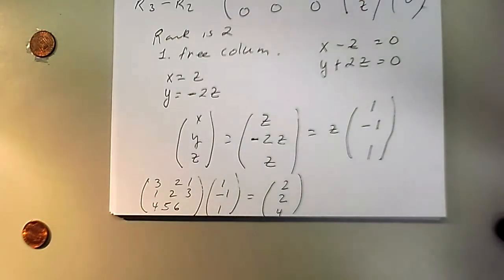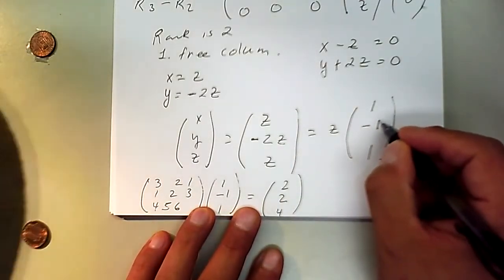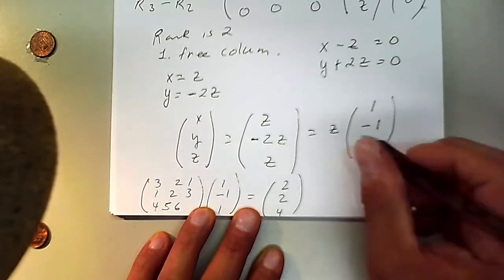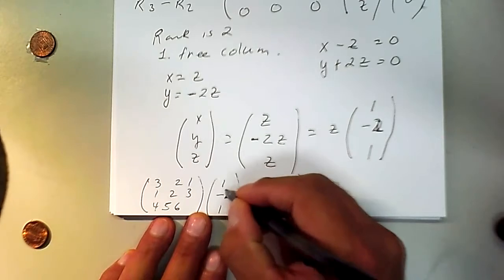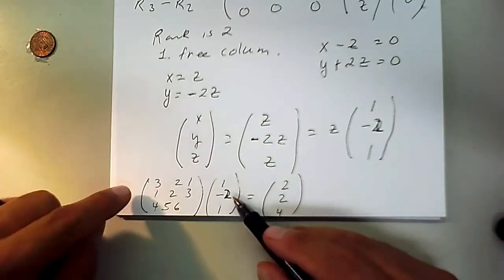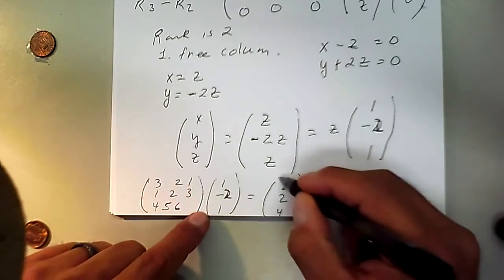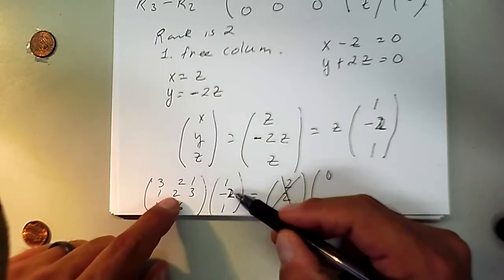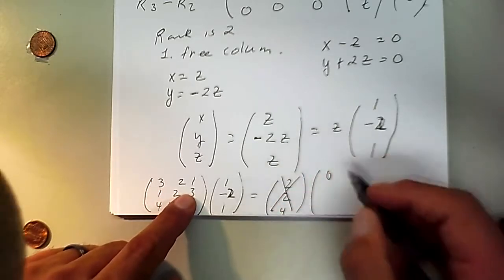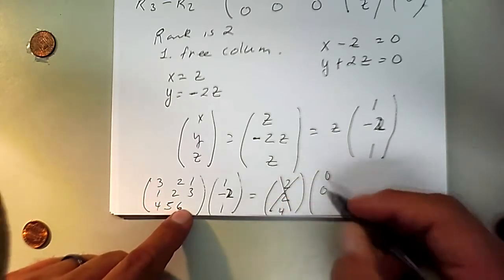Okay, but I just realized where the mistake is. The mistake is that when I factored out the z, I neglected to put a 2 here. And so this should be 2 as well. So I'm fixing it, and let's double check now. 3 minus 4 plus 1, 0. 1 minus 4 plus 3, 0. 4 minus 10 plus 6, 0.